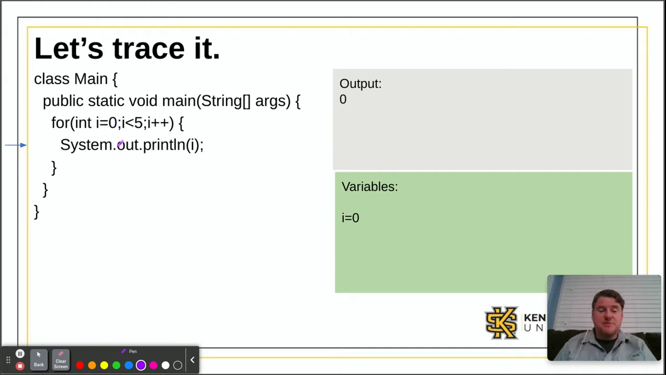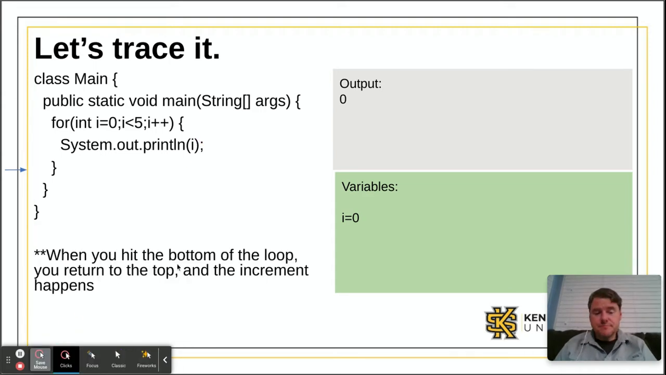0 was less than 5, so we went into the loop. That caused it to print out the 0. So now we're going to move on to the next line. Well, the next line is the closing curly brace for the loop. That's the curly brace that matches this one.